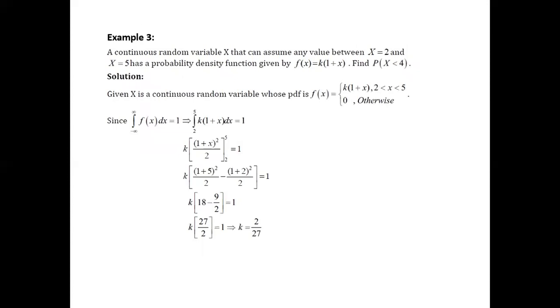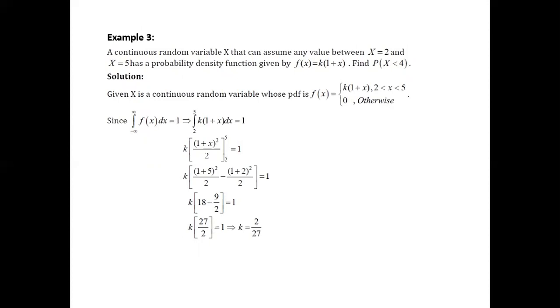Now we'll move to the next problem. A continuous random variable X that can assume any value between x equals 2 and x equals 5 has a probability density function given by f(x) equals k times (1 plus x). Then find the probability that X is less than 4.